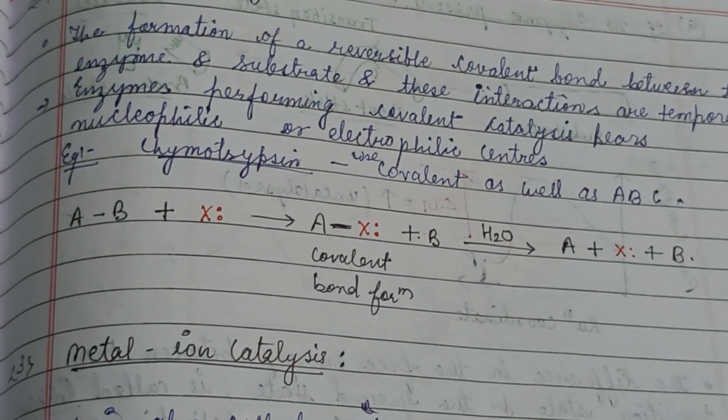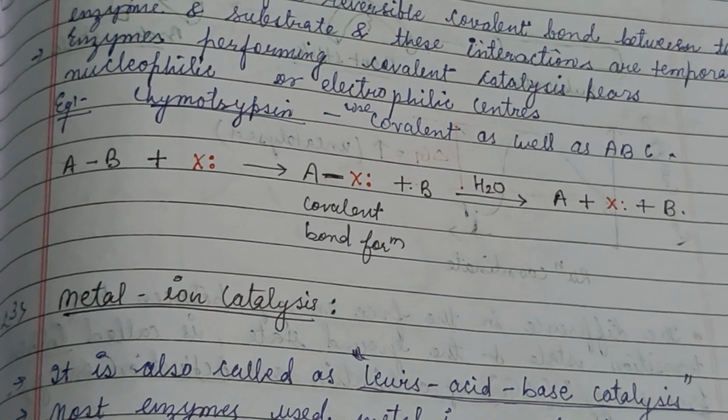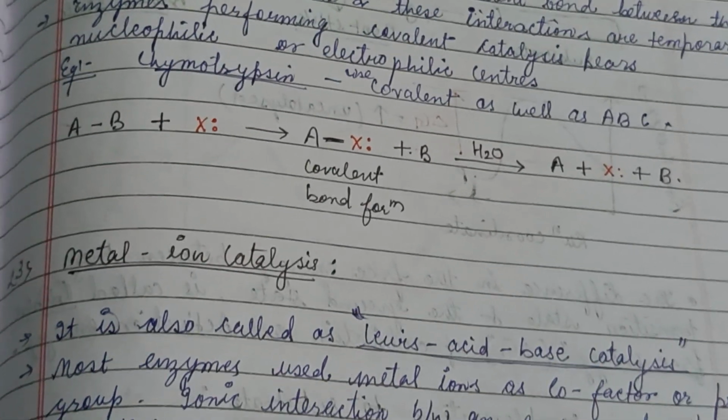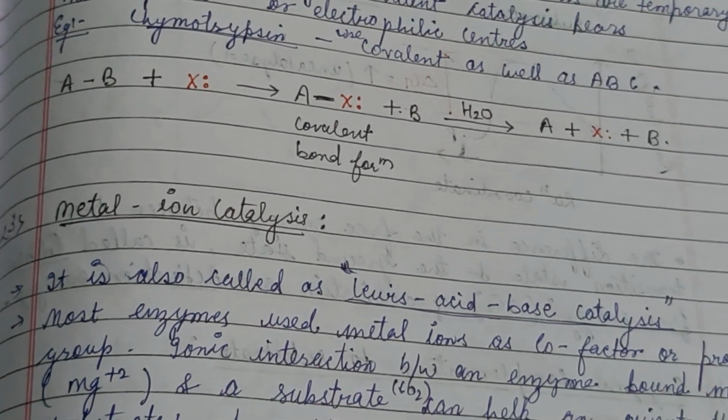Enzymes performing covalent catalysis have nucleophilic and electrophilic centers. Example, chymotrypsin. It acts as covalent as well as acid-base catalysis.